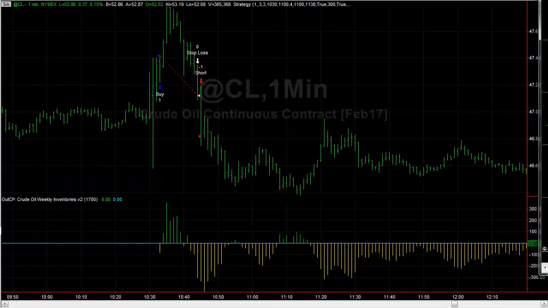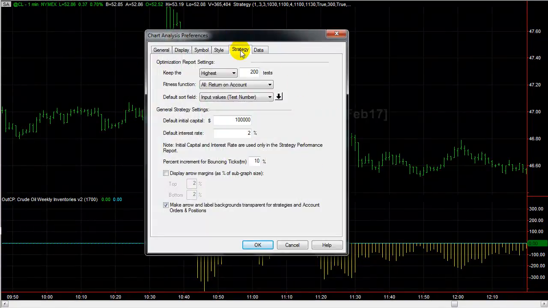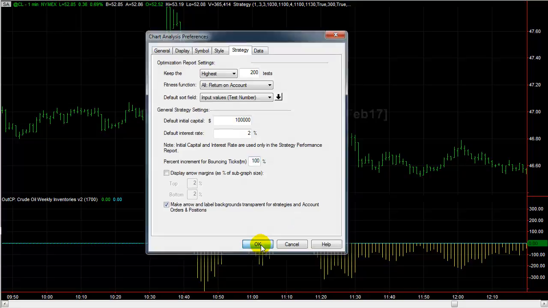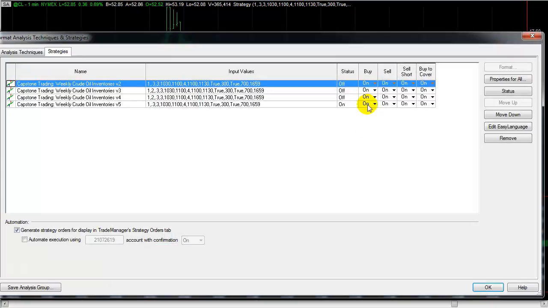That doesn't always happen, but we can set up the same report in TradeStation just to see if the code matches pretty closely. And so that's what I'm going to do. The way you do that in TradeStation is you go to View, and you go to Chart Analysis Preferences, and there's a setting under the Strategy tab called % Increment for Bouncing Ticks. Basically it's the amount of retracement within the bar. If you put 100% in there, you'll get it to do the same thing that NinjaTrader does. So I'm going to put 100% in there, and then I'm going to have to refresh the strategy, turn the status off and on.